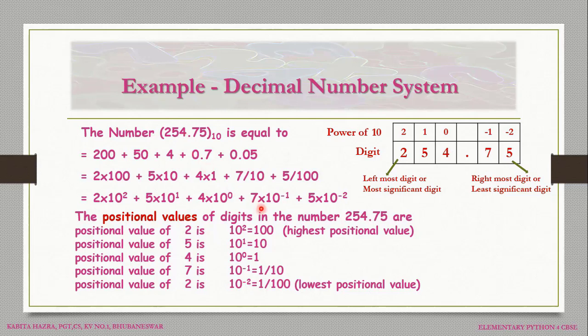Similarly, 7 into 10 power minus 1 is 7 by 10, which is 0.7. This is 1/10. 5 into 10 power minus 2 is 5 by 100, which is equal to 0.05. So 5 is having a positional value which is 1/100.